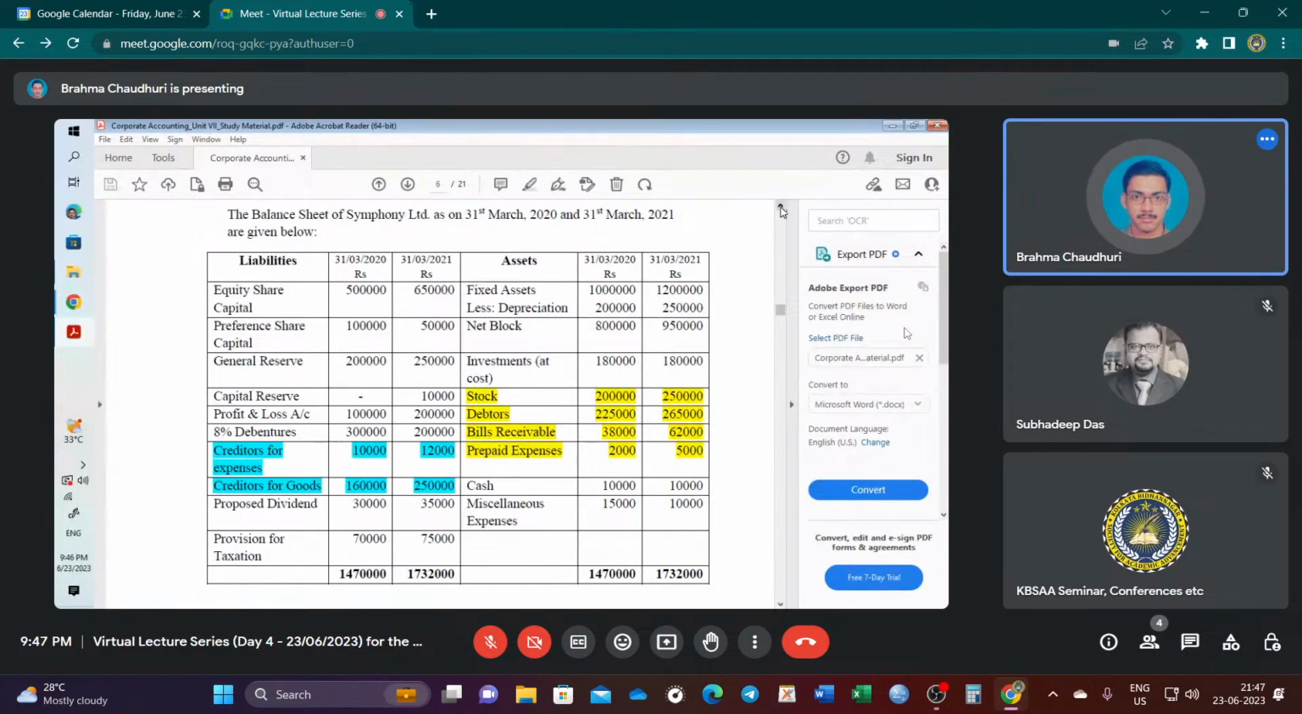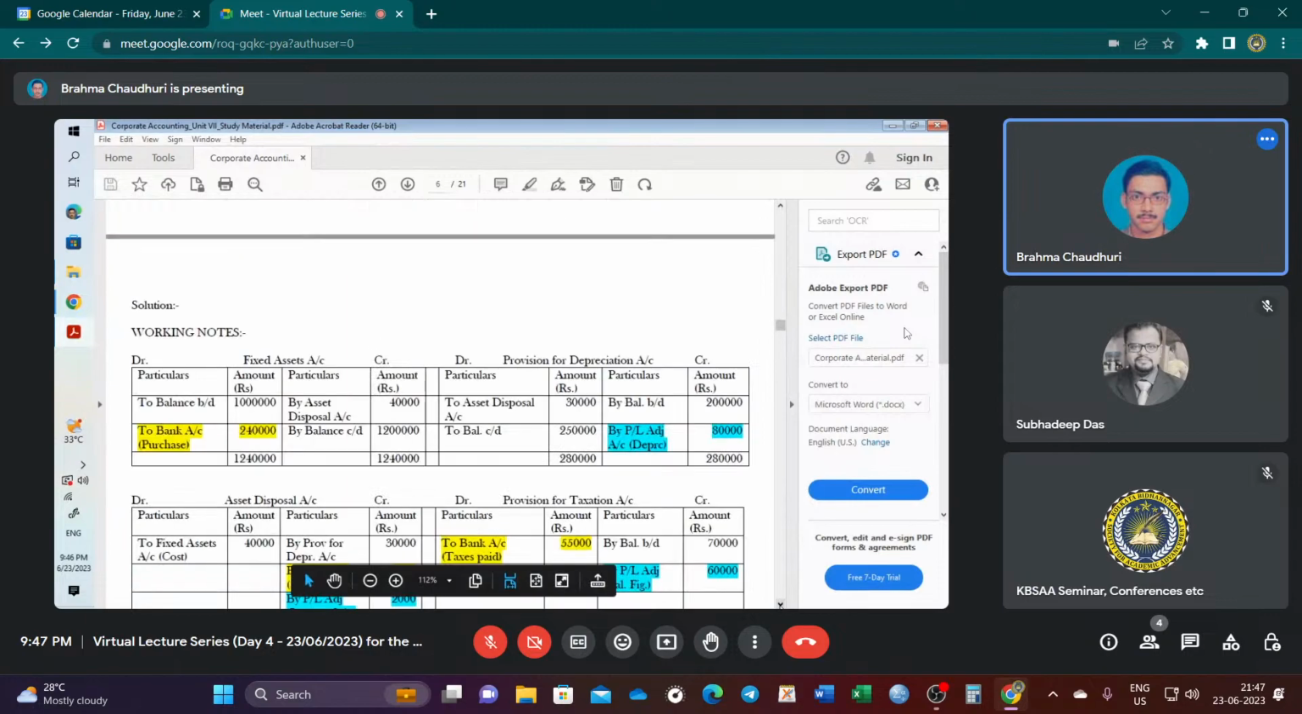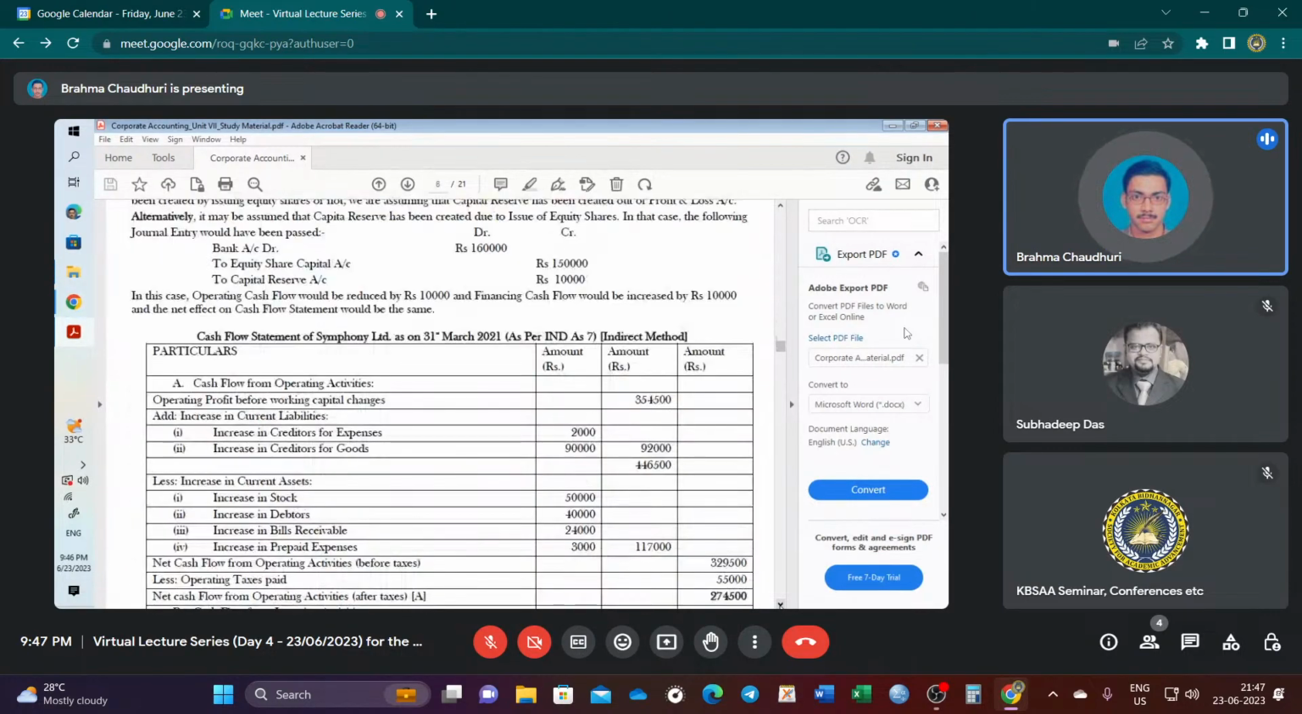So what will be the journal entry that has been shown here? The journal entry is: bank account debit 1,60,000, to equity share capital account 1,50,000, to capital reserve account 10,000. So this is how the capital reserve has been created due to issue of equity share, and we can show it in this manner.